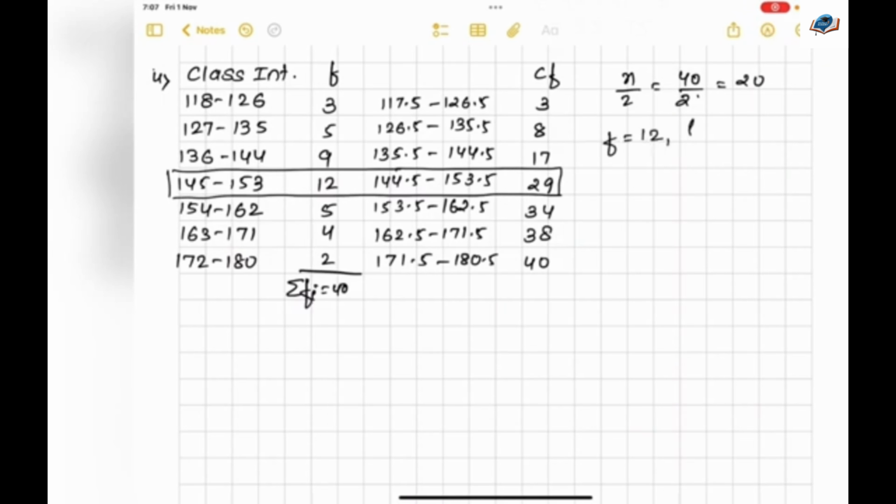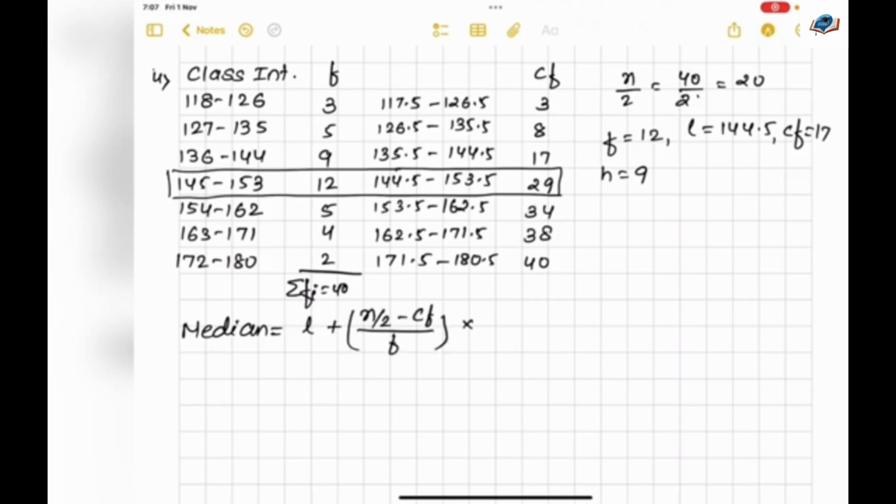So F is 12, L is 144.5, CF is 17 and H is 9. Putting the values in the formula, median equals L plus (N by 2 minus CF) upon F into H. So that will be 144.5 plus (20 minus 17) upon 12 into 9. Cutting, we get 144.5 plus 3 by 4 into 3.